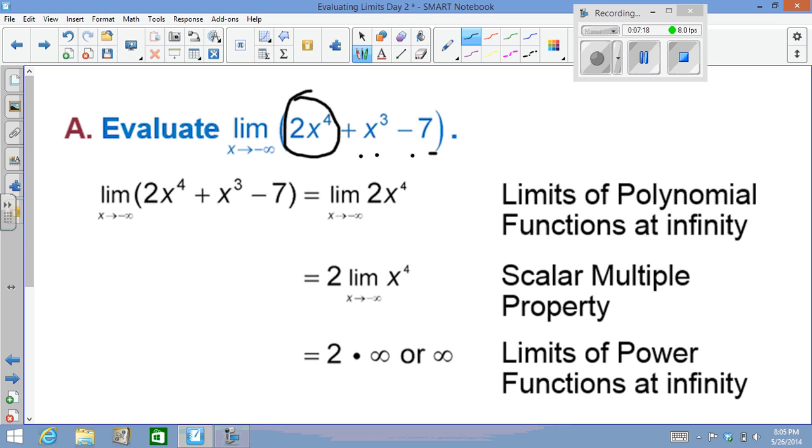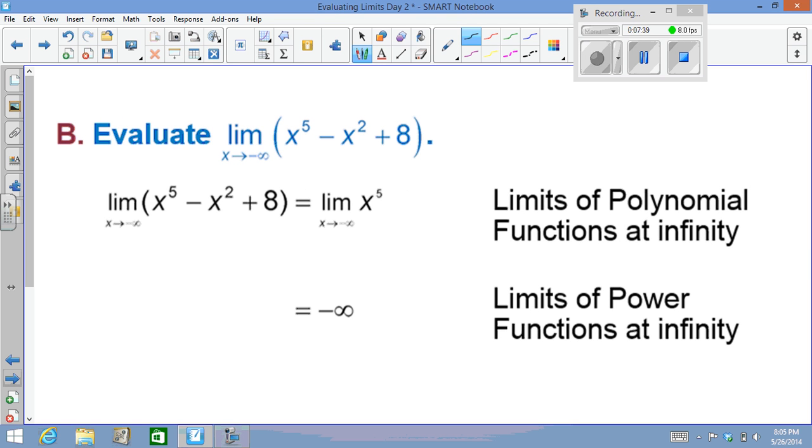So I have 2x to the fourth, which is what my highest exponent is. If x goes to negative infinity, we're talking about being an even power. So since it's an even power, 2 times infinity is just going to be infinity. So that means that my answer is going to be infinity.